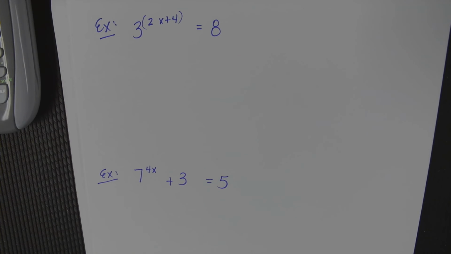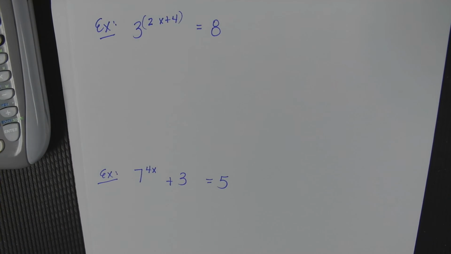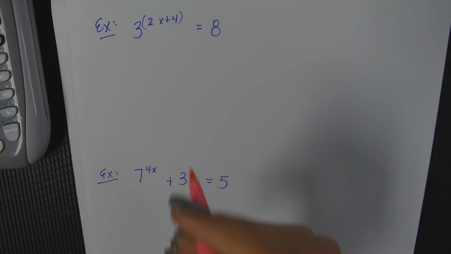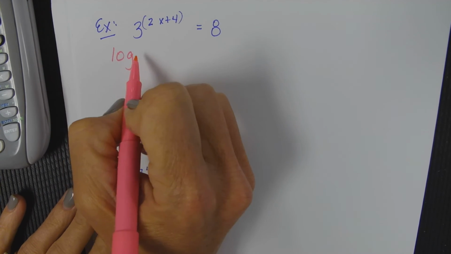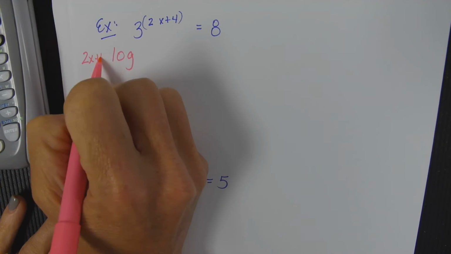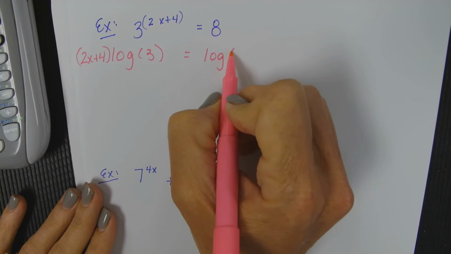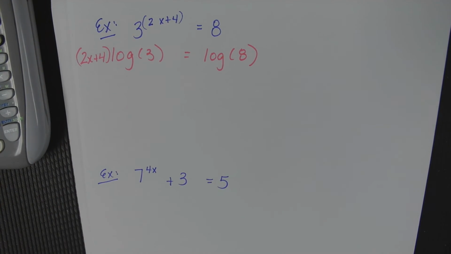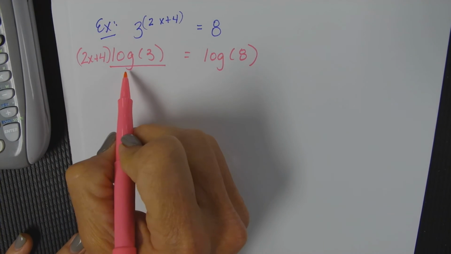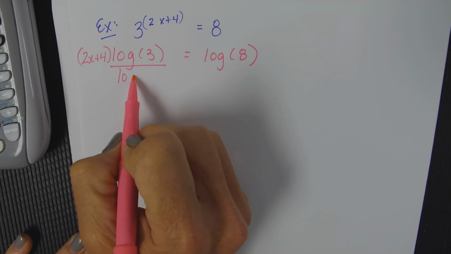How we doing? Doing very well. I'm just gonna put this here for a second, okay? All right, let's look at the first one. Who wants to do this out loud? Zach, go for it. What's the first step? Put the logs in front, so it'd be 2x plus 4, log 3 equals log 8. Good. And divide log 8 by log 3. Yeah, good.